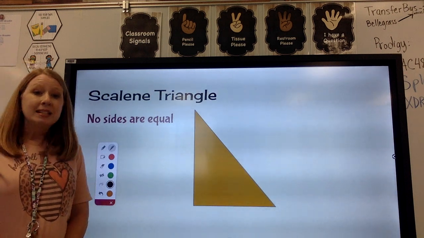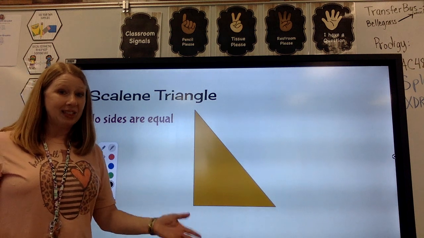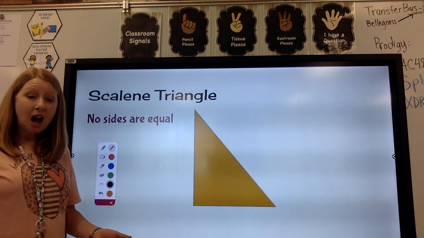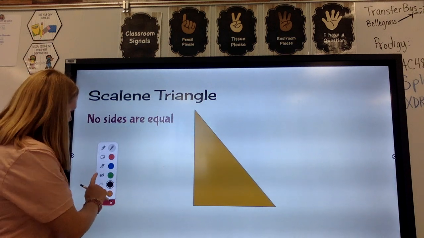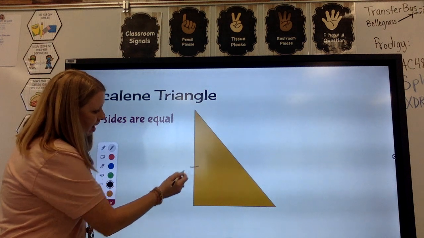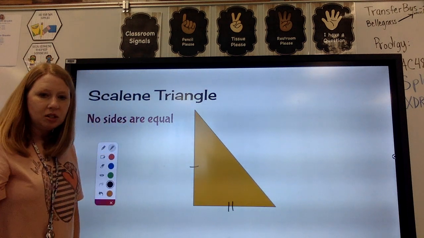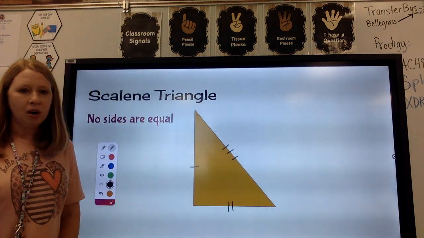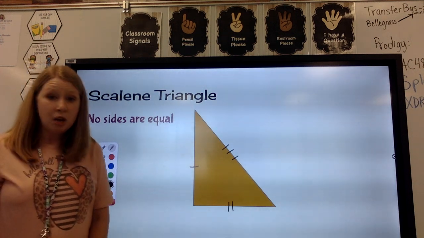We also have a scalene triangle. Now, that's a really weird word, scalene. A scalene triangle just means that no sides are equal. So if I look over here and I see tick marks, I have one like this, and then I have another side that has 2 tick marks, and another side that has 3 tick marks, that's going to tell me that those sides are not equal.